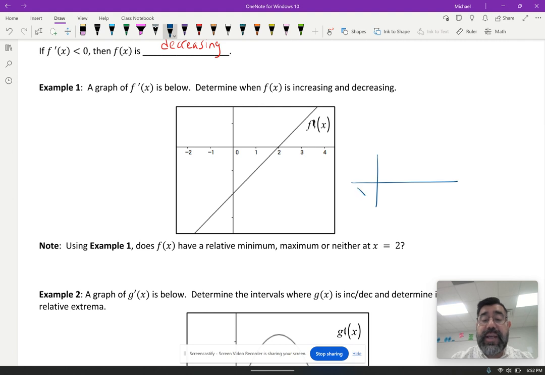And so they would say, here, I'm going to find where the derivative is equal to 0. When is the graph of f prime equal to 0? Well, that would be right here at 2. So at x equals 2, the derivative is equal to 0. Now, what happens on either side? Well, you can pick a point on this side of 2, like -1. The derivative, this graph, is negative.